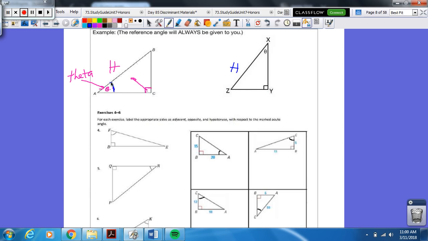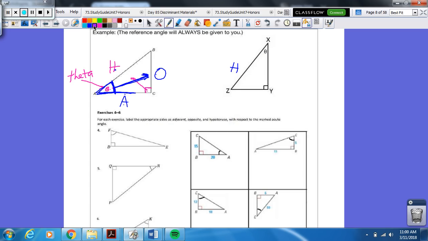Then you look at your reference angle. Our reference angle here is theta. We just looked at the opposite one, right? So that is the opposite. Which leaves the one that's touching the angle that's not the hypotenuse, which is the adjacent. Adjacent means right next to, and so it's the one that's not the opposite.